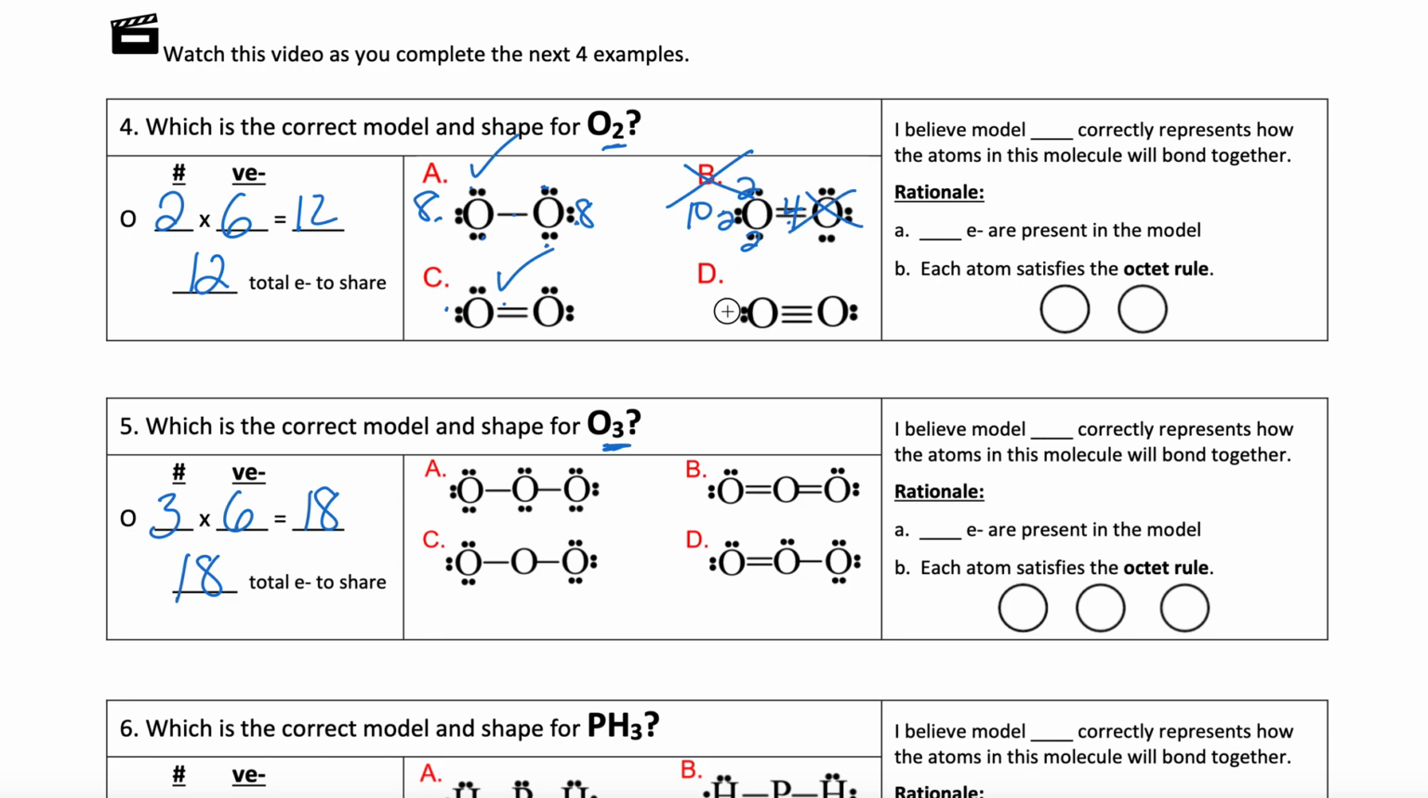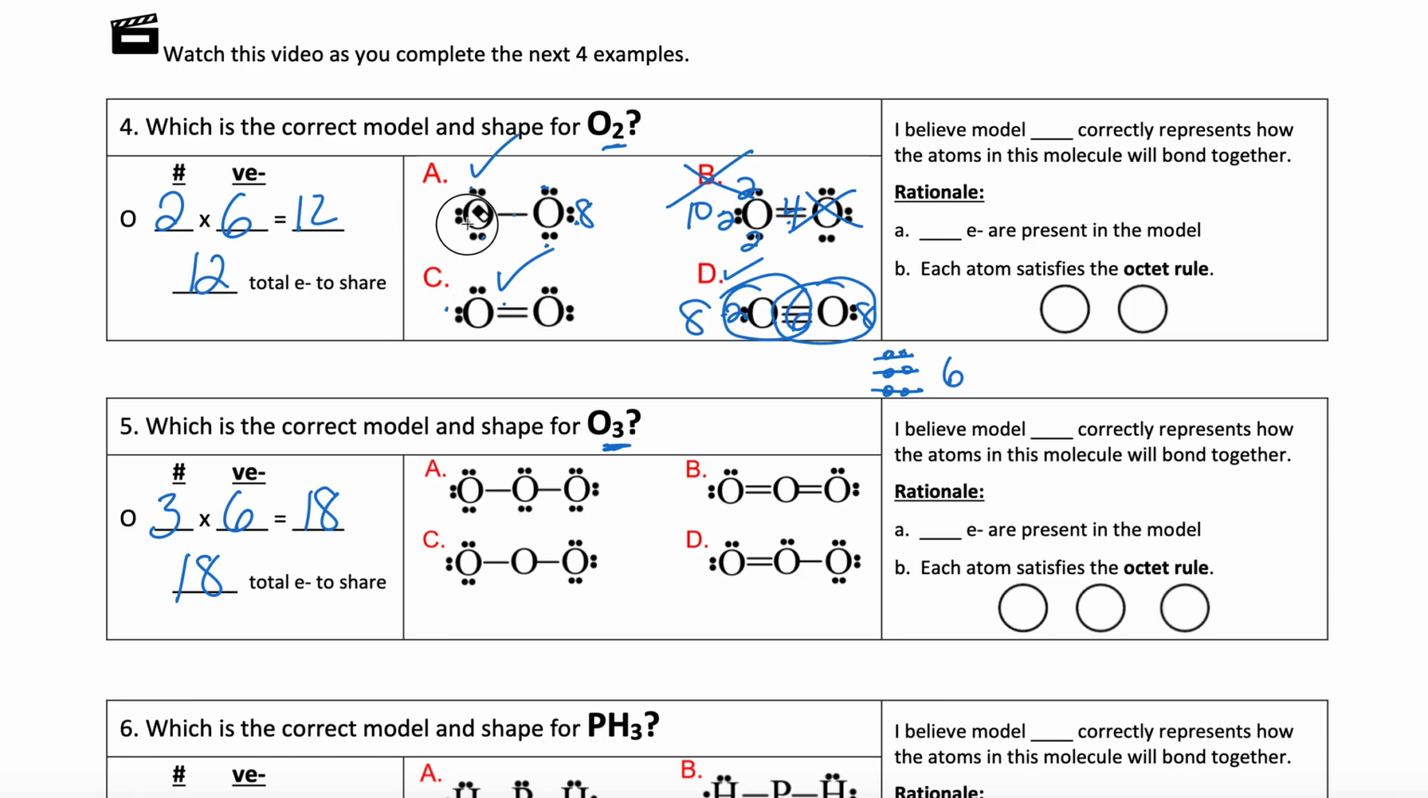Down here, we have 2 plus a triple bond. Each triple bond is really 6. Remember, every line is 2. So if you've got 2, another 2, and another 2, that's a grand total of 6 being shared, going back and forth. So this is 2 plus 6, that's 8 for this oxygen, and this oxygen also has 8. So it could be D.